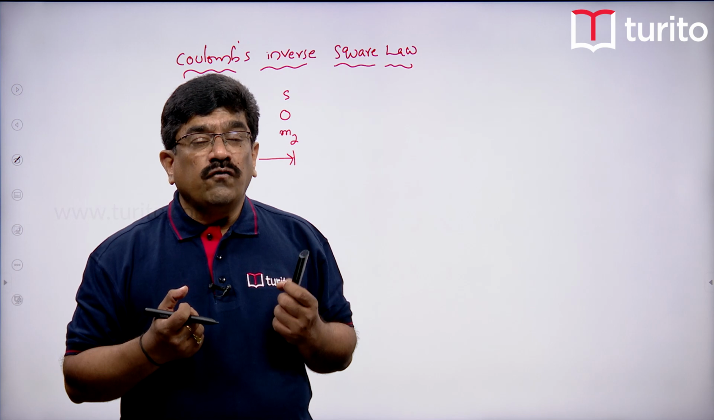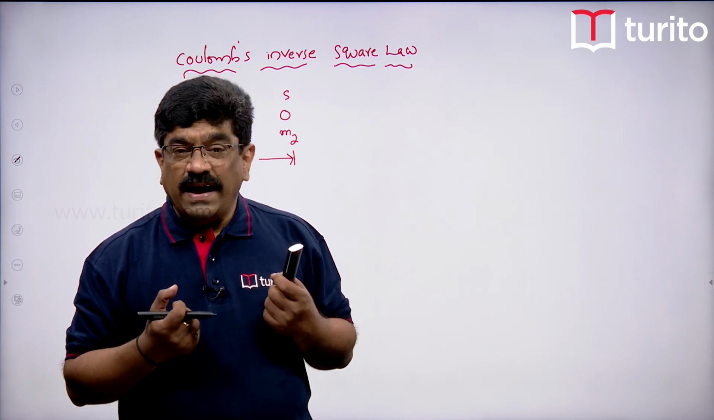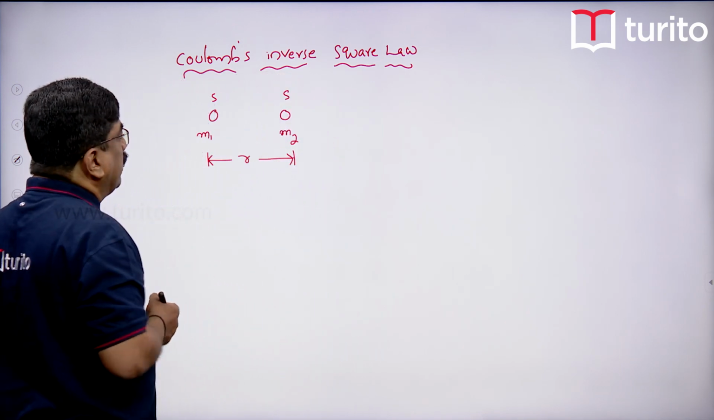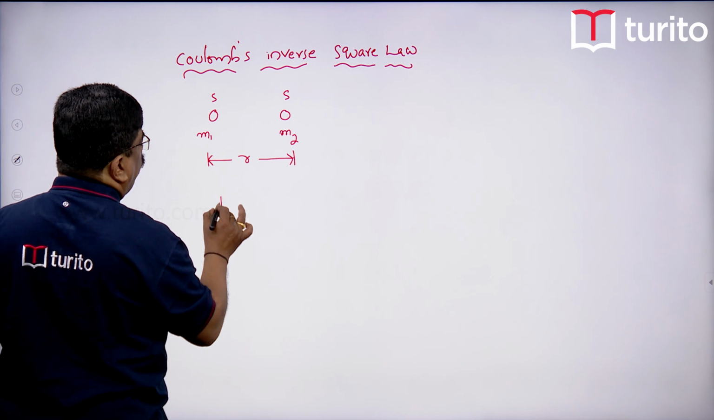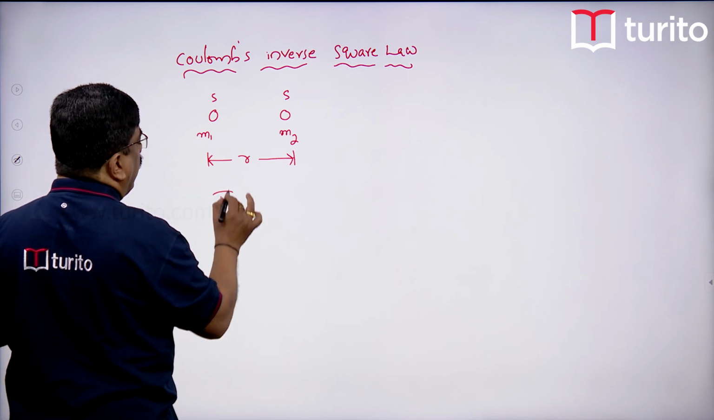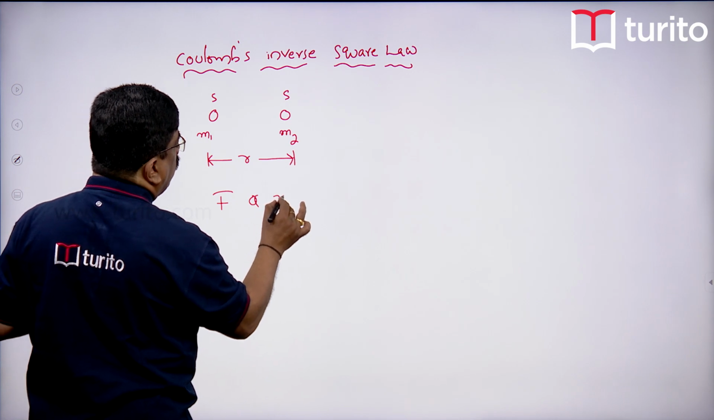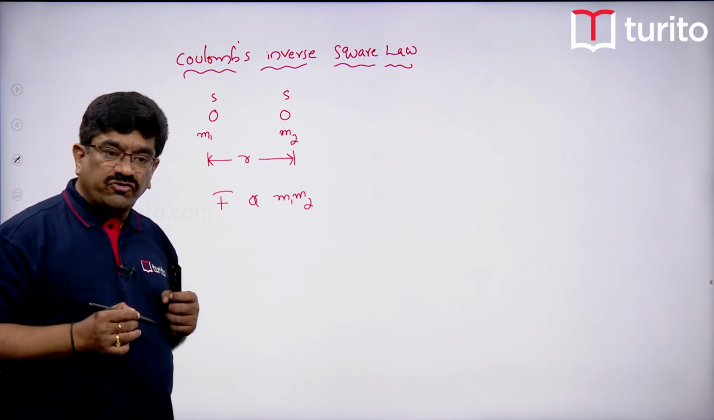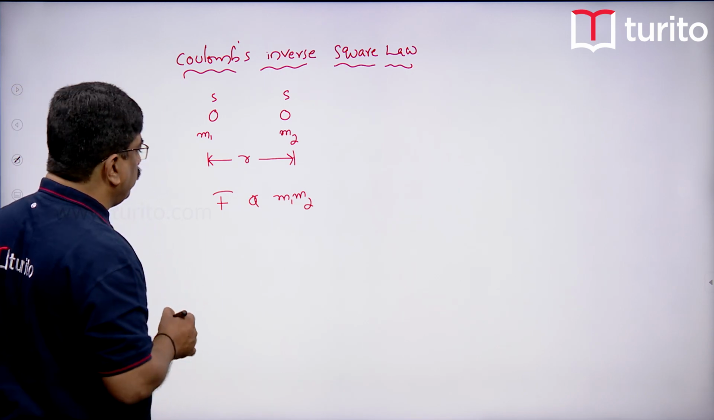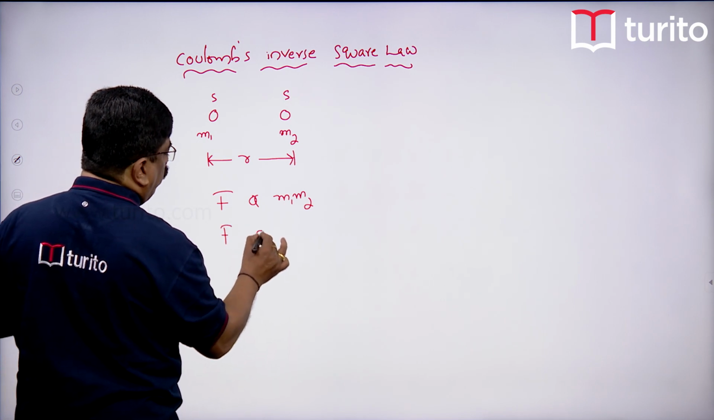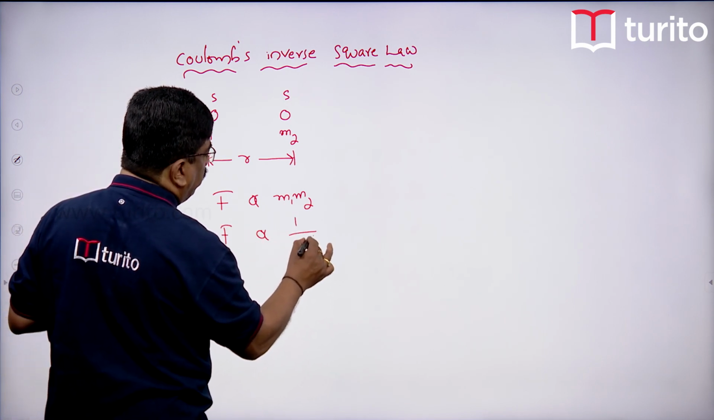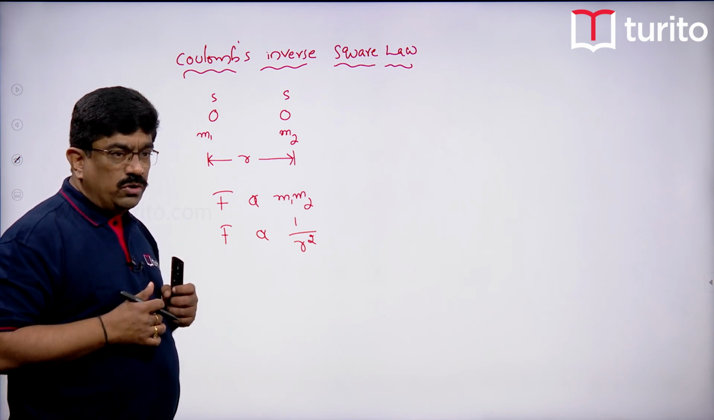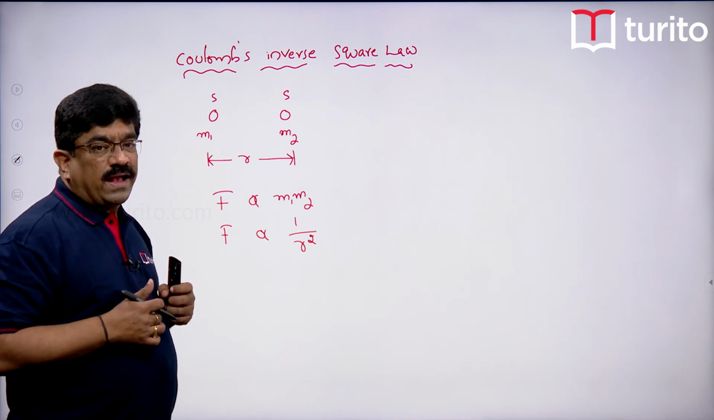And regarding the force of attraction or repulsion, the scientist Coulomb gave a law called Coulomb's inverse square law. According to this law, the force of attraction or repulsion between two magnetic poles is directly proportional to the product of the pole strengths, F proportional to m1 m2, and F proportional to 1 by r square, means inversely proportional to the square of the distance between the two magnetic poles.